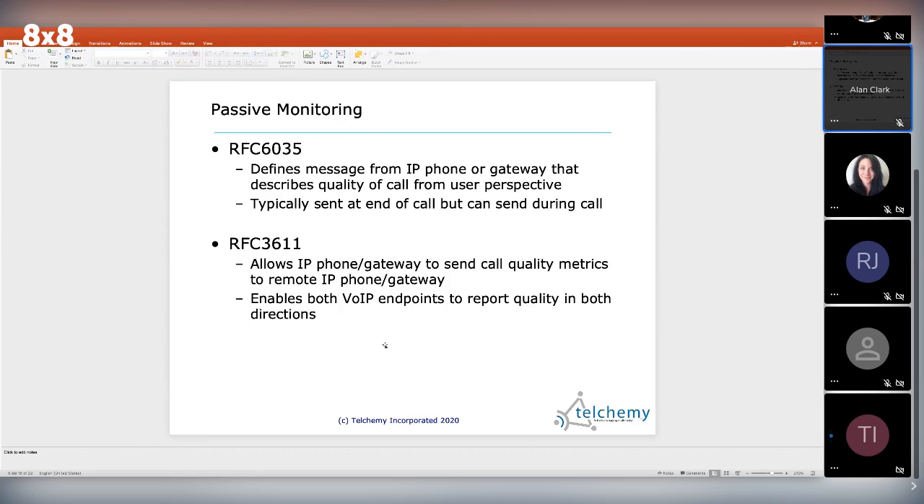And then, as I mentioned, RFC 3611 or RTCPXR allows the IP phone to send call quality metrics to the remote end, and that enables both voice over IP endpoints to report quality in both directions. So these RFCs work together a little bit. The RFC 6035 report can report what it calls local metrics, which are the metrics for the stream of packets that it received. But it can also report remote metrics, which is effectively the quality that the other end saw, and it's able to do that because if it receives this RFC 3611 message from the other end, then that gives it the information that it can put into the SIP message.